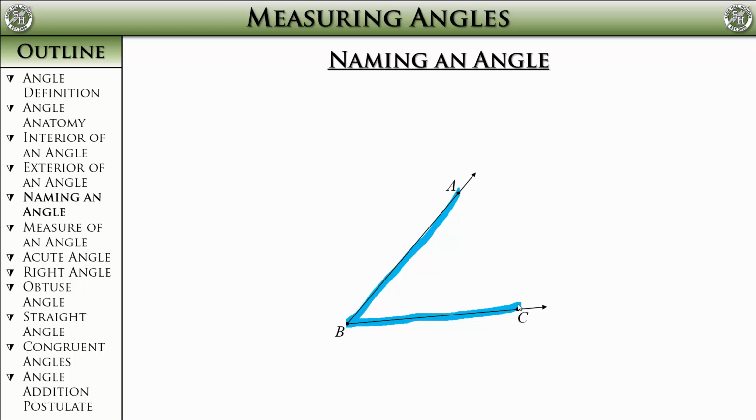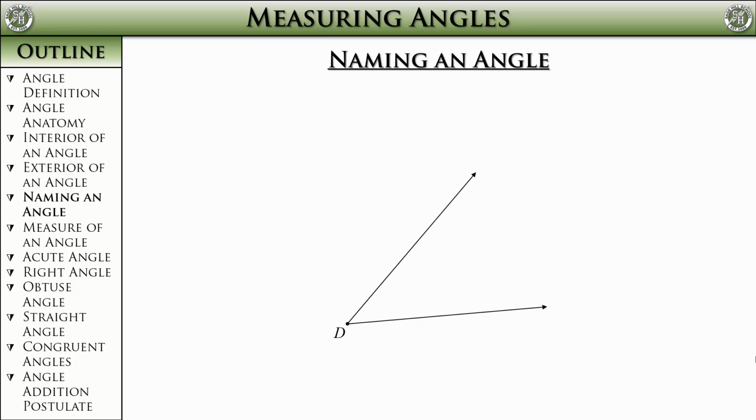Since I started at A, went to B, and finished at C, I can name this angle ABC. Would it matter which side I started with? Could I have started with point C? The answer is yes. You certainly could have. The only thing that matters is that you trace out the angle we have. So by starting at C, we could name this angle CBA. You still trace out the same angle. This is the second way to name an angle.